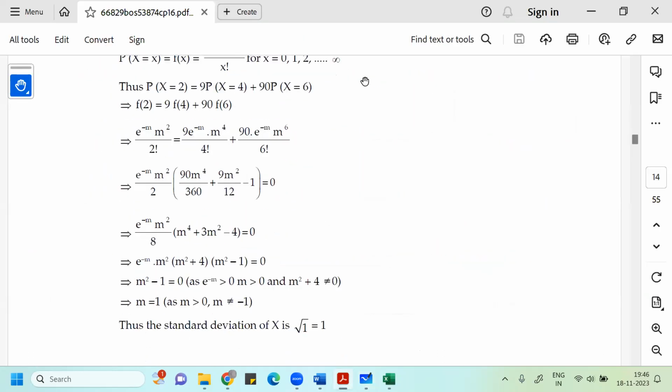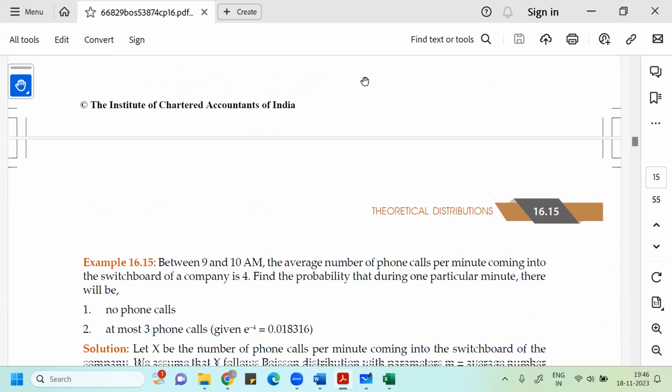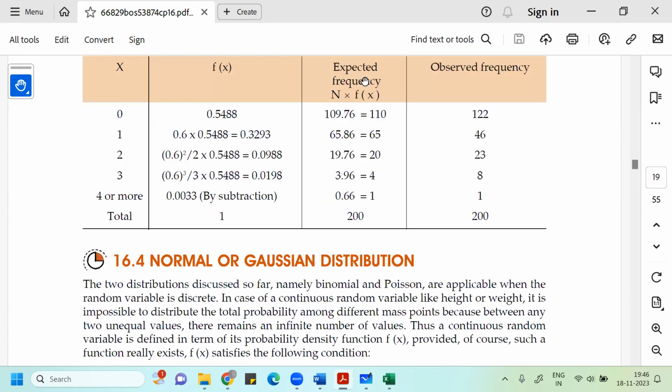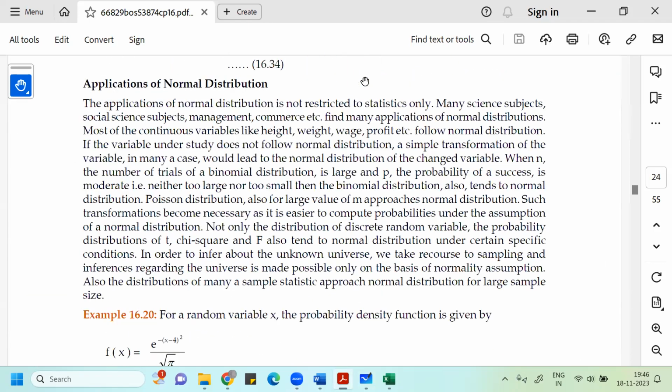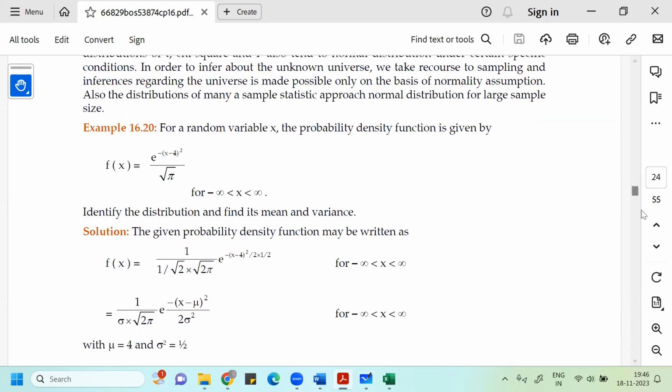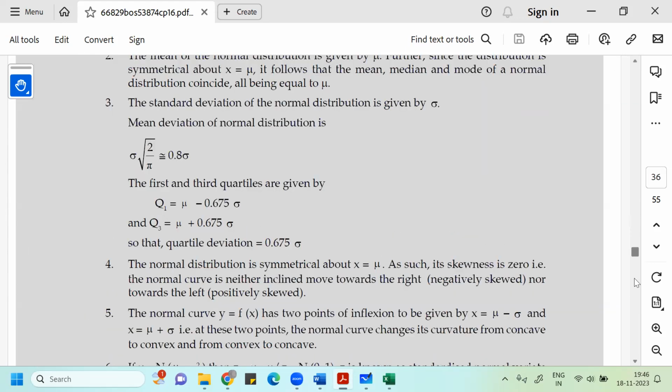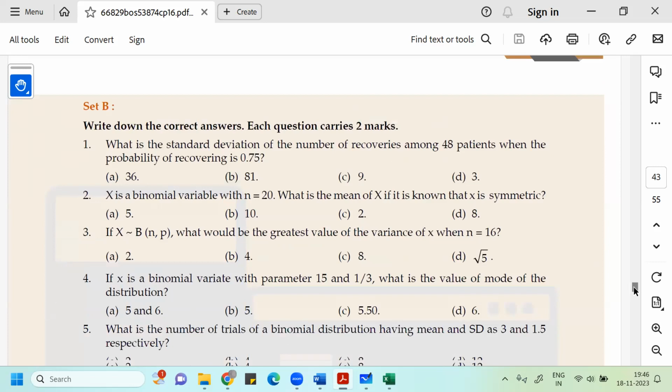Okay. Others also, you can ask questions. We will do this question again later on. Come to set B. Otherwise, you people will think sir is doing only solved examples.